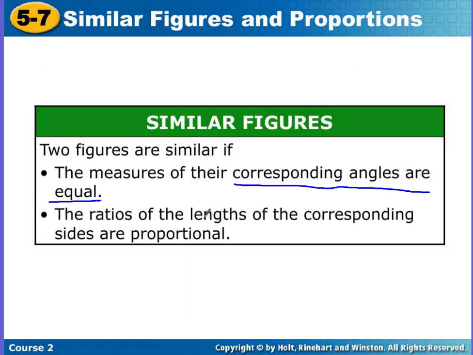So the 4 characteristics are: similar figures must have the same shape, but different size. Corresponding angles are equal, and corresponding sides are proportional. Those are the 4 characteristics. So let's see if we can use that to determine if figures are similar.